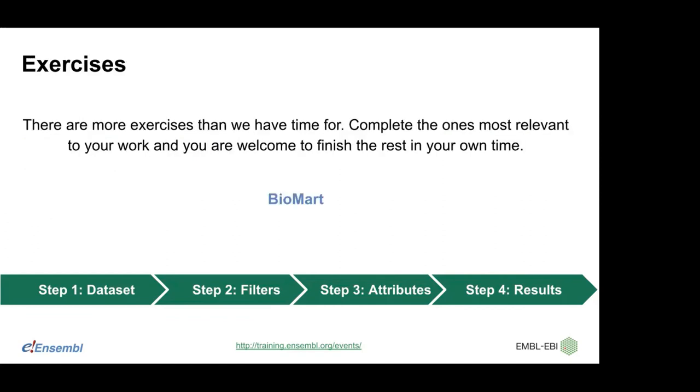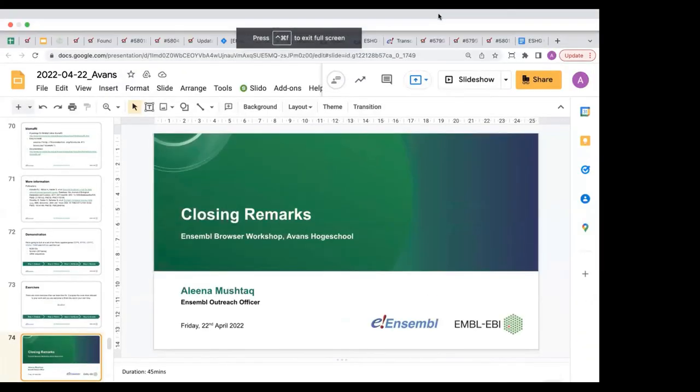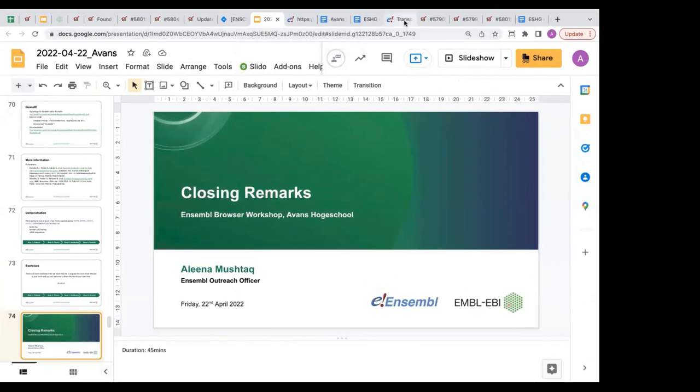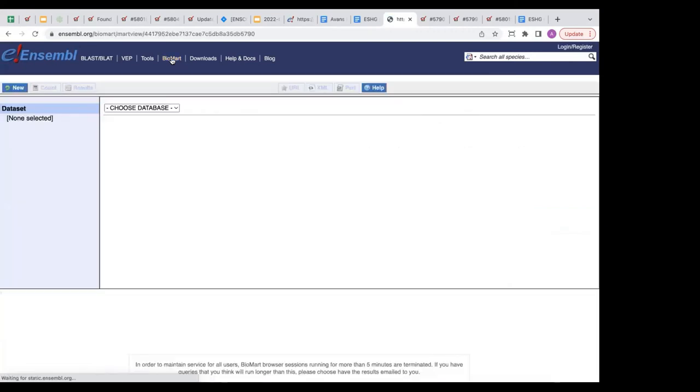So I'm going to jump out of my presentation, and I'm going to go to the Ensembl Genome Browser. As I mentioned, you can find BioMart on the blue navigation bar at the top of the page. And I'm going to follow my first step, which is to choose the database. So we are interested in Ensembl genes. So I'm going to select Ensembl genes.